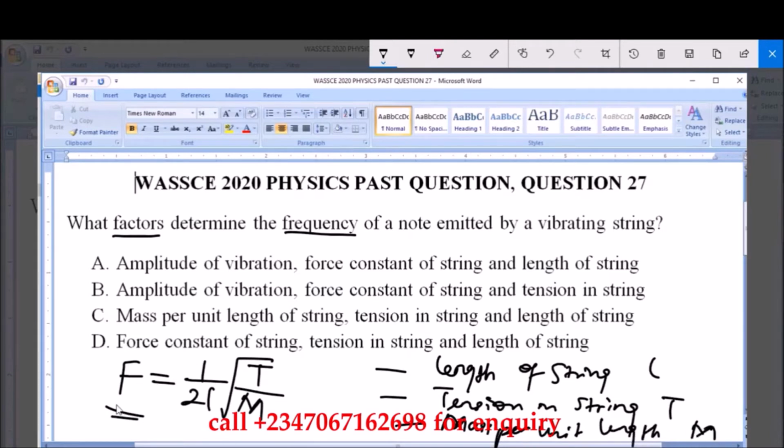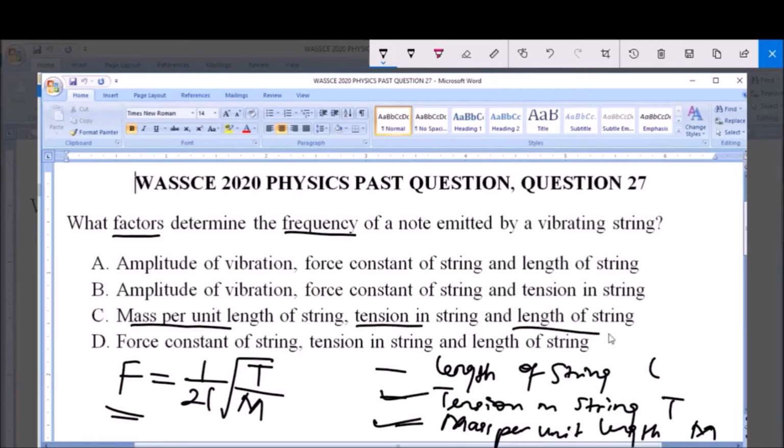And this is the formula for finding the frequency of a note emitted by a vibrating string. This is the L, this is the tension, and this is the mass per unit length. So we have that frequency f is equal to 1 all over 2L multiplied by the square root of the tension all over the mass per unit length. Now, from this, you agree with me that option C is the correct answer to this question, because option C says mass per unit length, which is this, tension in string, which is this, and length of string, which is this. So the correct answer to this question is option C.